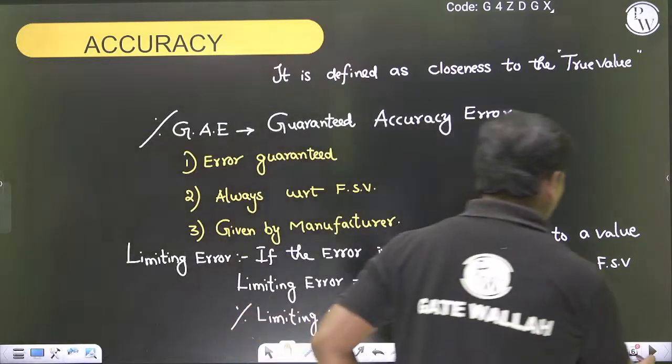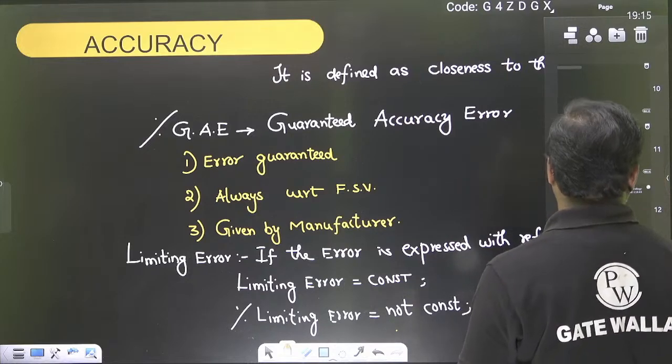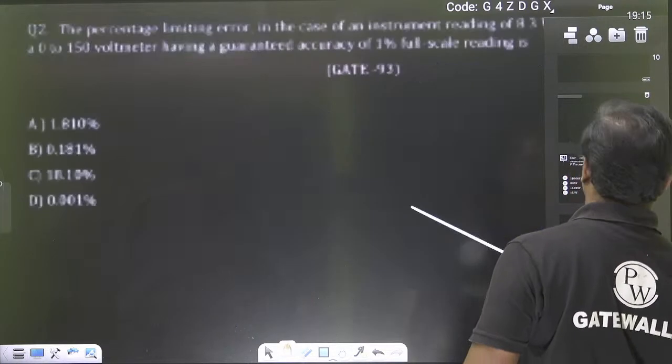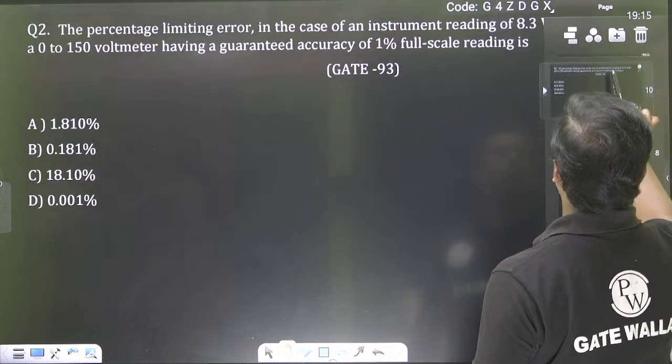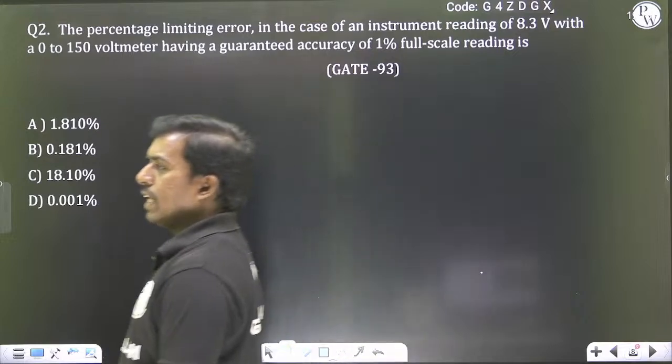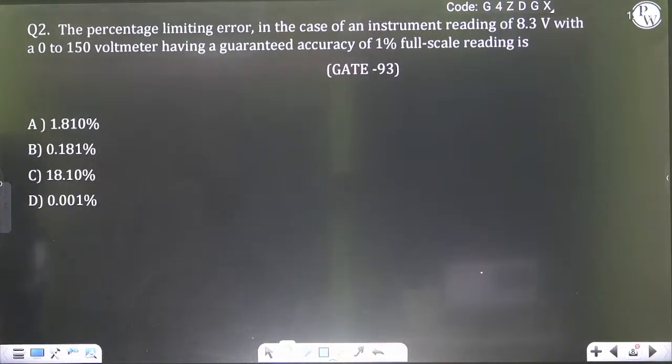Okay, chalo. So now let us go for this question. It was a GATE 1993 question. So try to answer this question. How many of you are there in the live? Try to answer this question.